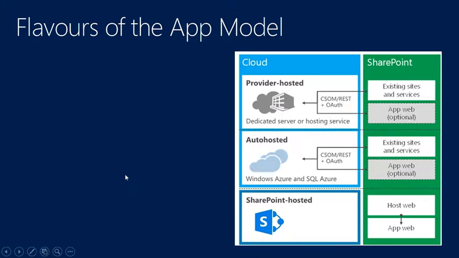We also have the auto-hosted model. This includes SQL Azure and Azure website. It's automatically provisioned to a user when the app's actually installed, and you can have SharePoint components stored in an optional app web. All the processing, again, is done off the server, and you can still use elements such as lists, files, and web parts. Now, currently, auto-hosting is for Office 365 only, so it's not really applicable at this point for us if we're talking about on-premises.